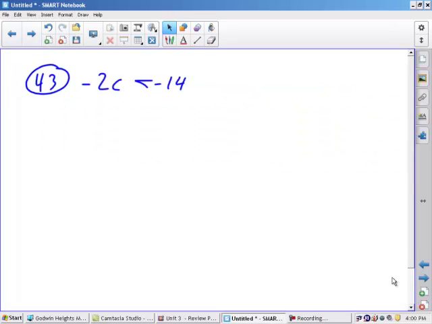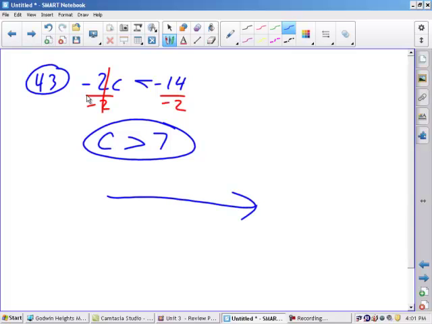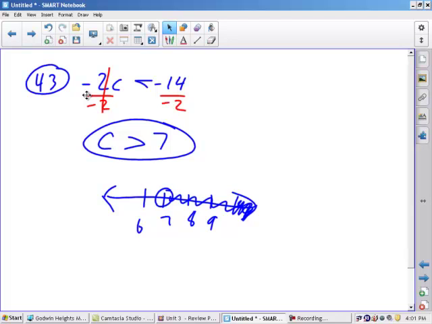For number 43, they ask you to solve it and graph it. I see negative 2 times c, so I need to divide by negative 2. And careful with that one, because when you divide by a negative number, the inequality symbol flips, and you're left with c is greater than 7, not less than 7. And I need to go ahead and graph it. So I have 6, 7, 8, 9, open circle at 7, going in the positive greater than direction.